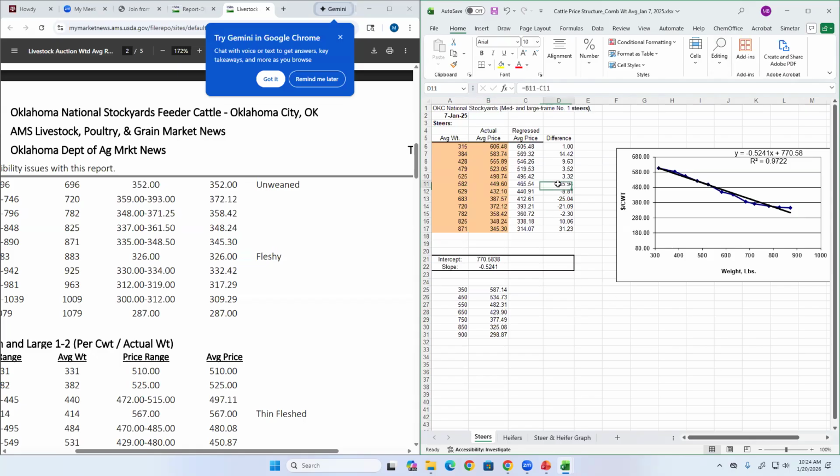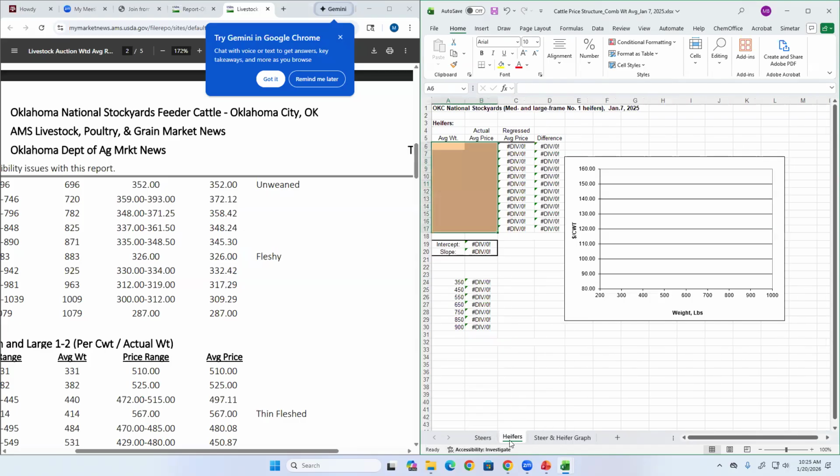So you can see that here. If you bought this group, 582, for $449.60, you got a $15.94 per hundredweight discount relative to the group. So you're probably starting out pretty good.